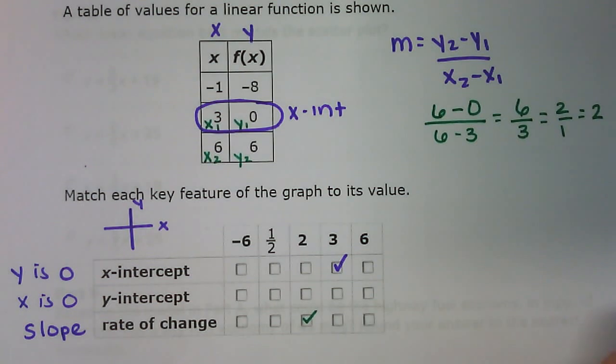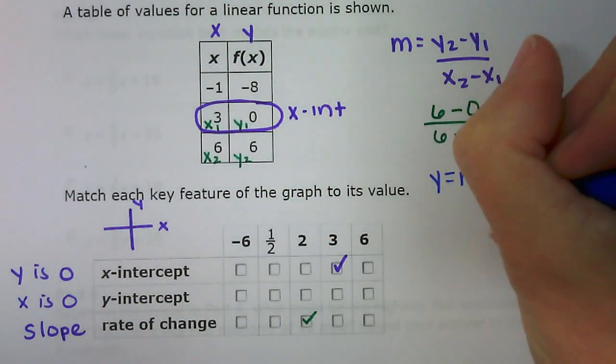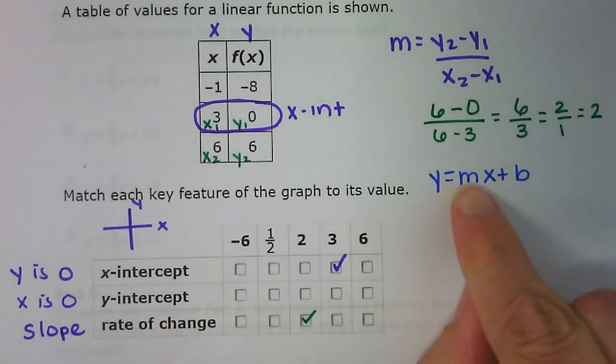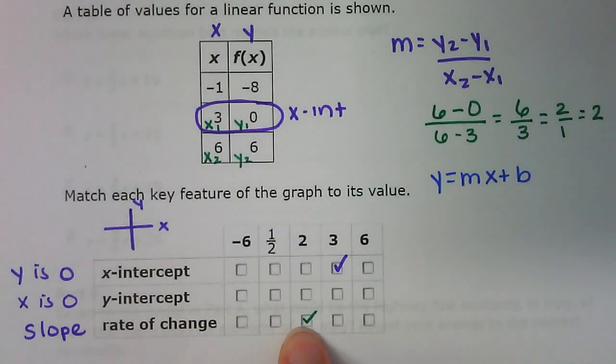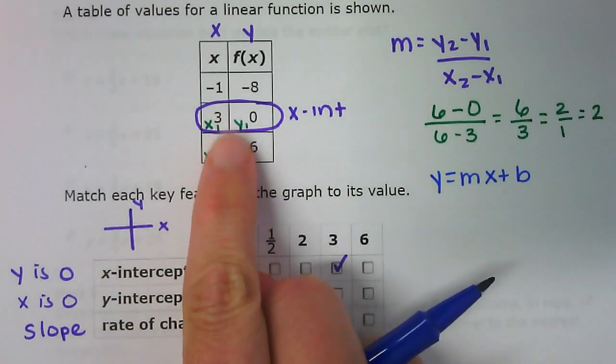Now for this next part, the only thing left is my y-intercept. So I could do this a few different ways. One way to do this would be to think about my equation, y equals mx plus b. When I have y equals mx plus b, the m stands for slope, and I know that. That's 2. I don't know my y-intercept. That's what I'm trying to figure out. That's my b.